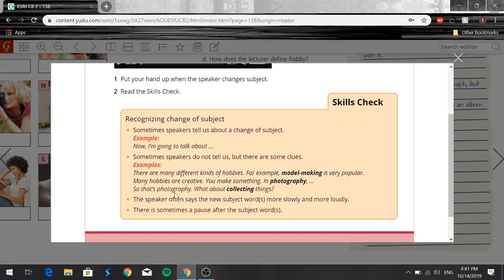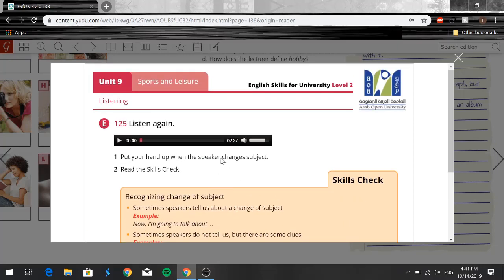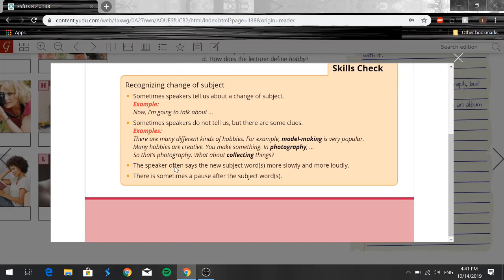So that's photography. What about collecting things, right? That was what you just heard, and we're going to listen one more time here. "What about" is a clear sign that you're about to change the subject.